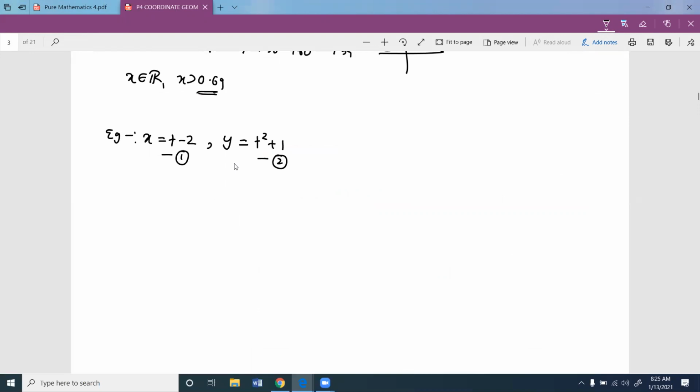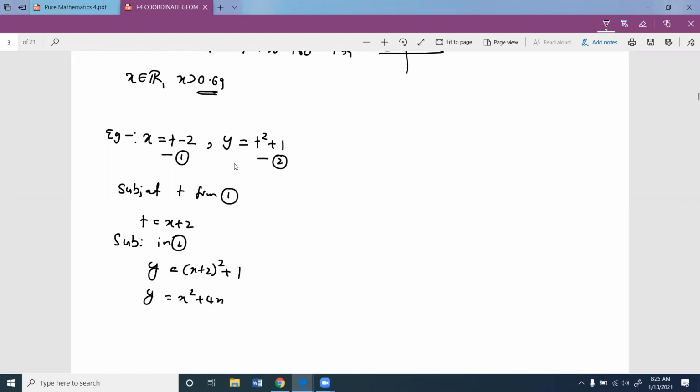So you can say make t the subject from equation number 1. So t equals x plus 2. Then substitute in 2. Then you can write y equals (x plus 2) squared plus 1. So it turns out to be y equals x squared plus 4x plus 4 plus 1, which is plus 5. Like that you can get this answer. So that's a way of doing this kind of question, right?